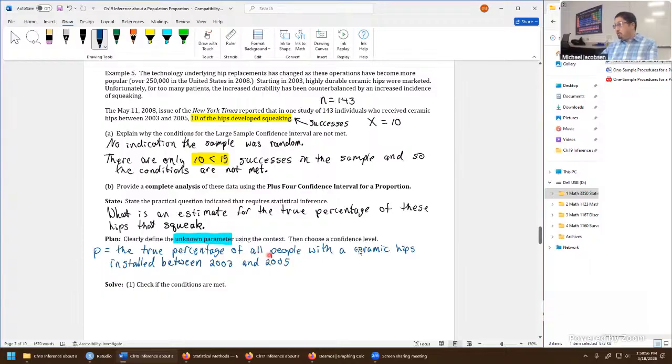When we said all people with the ceramic hips installed between those years, we're mentioning the population. And we have to loop in what the successes are. So we'll just say here that develop squeaking.